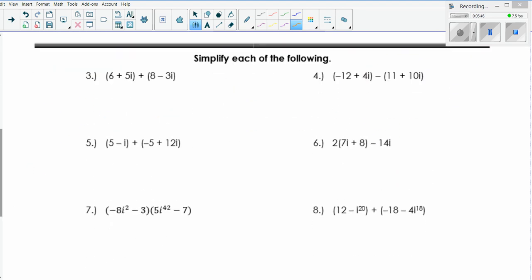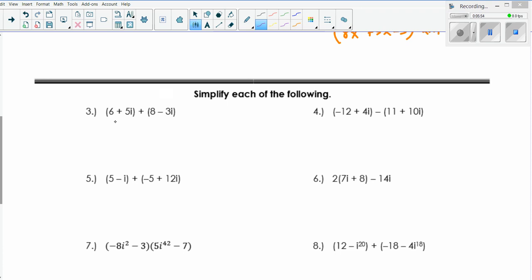Some of these are going to be pretty quick and not really need much work, but others are going to take a little bit more space. So the first one, just like when we add terms that have variables raised to the same power, we're looking for the same thing here. So I'm adding 6 and 8 gives me 14, positive 5 and negative 3, so those are my two i's. Notice I'm adding, I'm not multiplying. So 5 plus negative 3 is what gives me 2i. Make sure we're always writing things in a plus bi. That is our standard form.